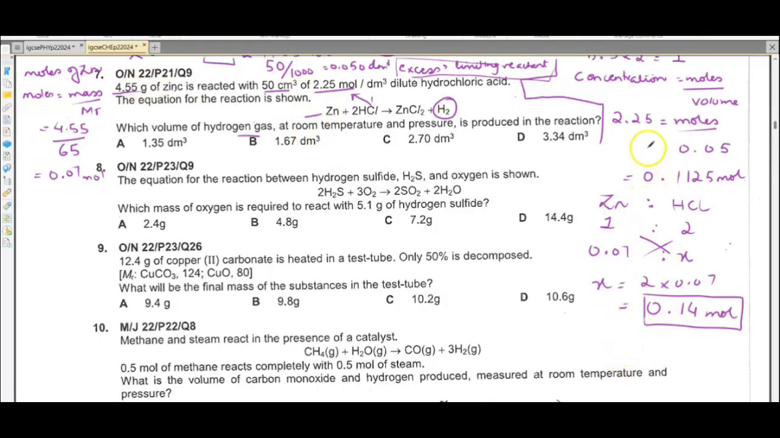But when we found out the moles of HCl from this concentration and volume, we found that to be 0.1125 moles. This is much less than 0.14 moles. We needed this much, but we only had this much. So now we see that zinc basically is in excess and HCl basically is limiting. We needed this much, but we just have this much.